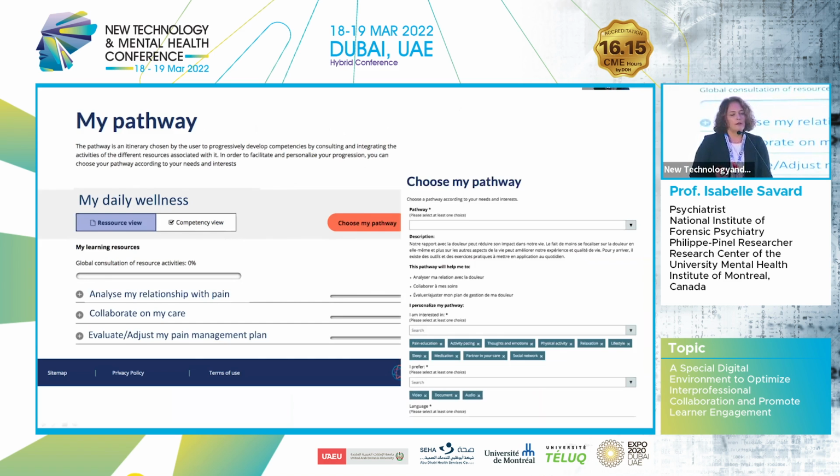And when the patient chooses the pathway, he can look at what it can help to do, or the themes that they can work on. You can have a resource view, which is a list of the different resources that you have to go through in the learning pathway. But you can also have a competency view, which will specify what you will be able to do after the end of this learning pathway.